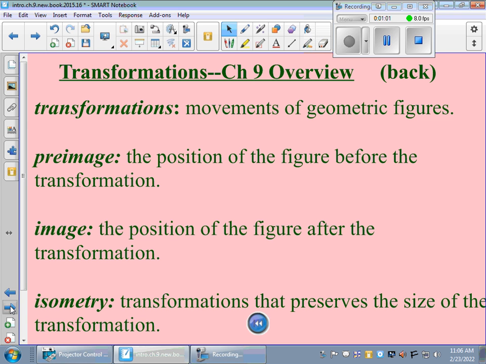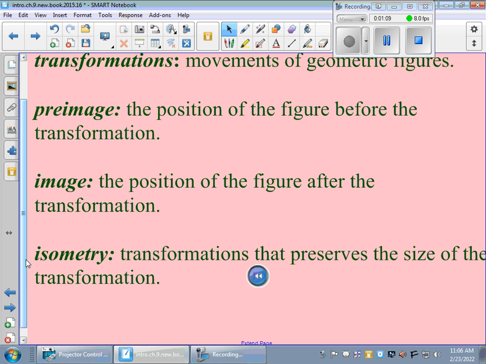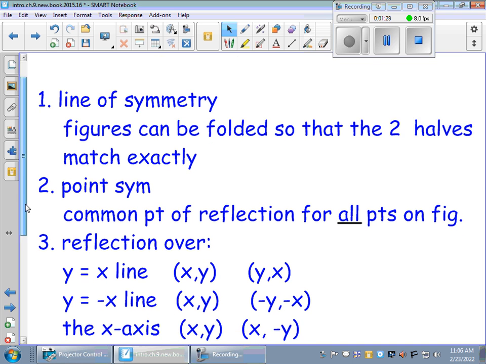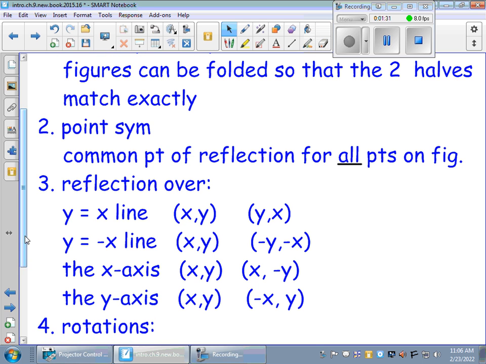Again, you can read through these. Transformation, definition: a movement of geometric figures. Pre-image, the position of the figure before the transformation. Image is the position of the figure after the transformation. An isometry is when a transformation preserves the size of the figure. Continuing here on the back of the notes, line of symmetry: figures can be folded so the two halves match exactly. Point symmetry is a common point of reflection for all points.